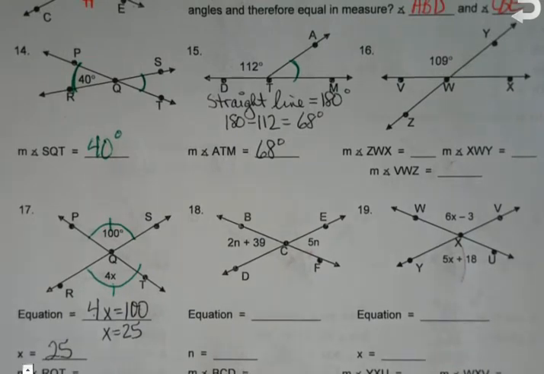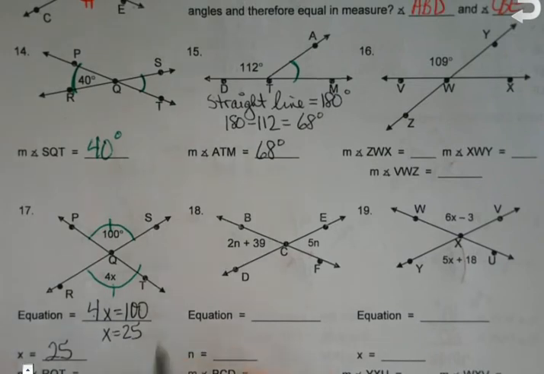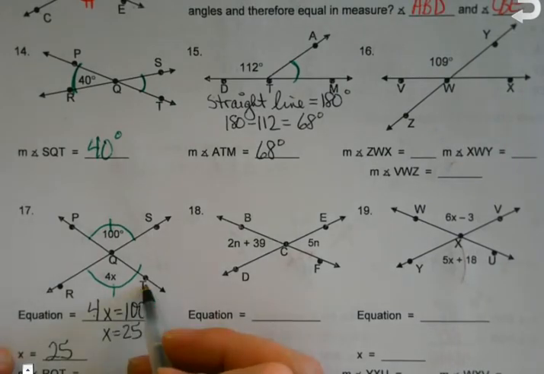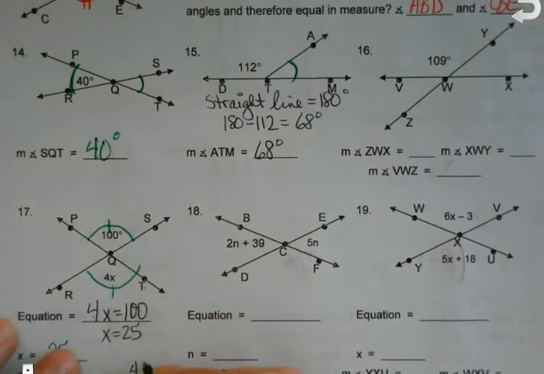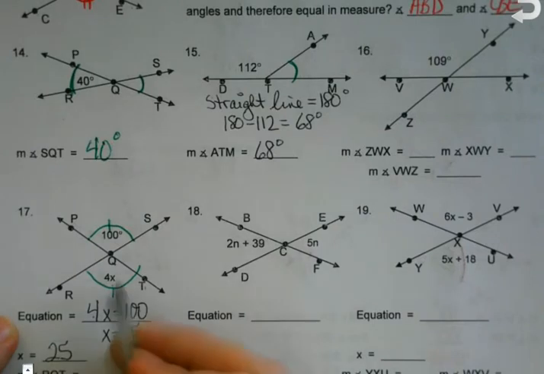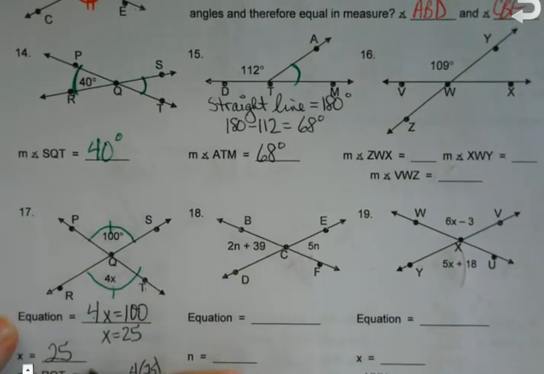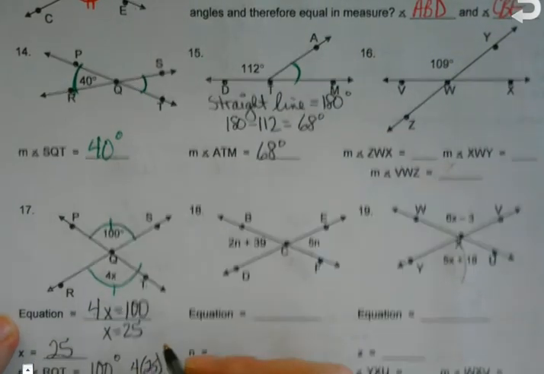So that's all we have. But now, our QT is just 4 times the x value I just got. And I already knew it should be 100 because those are right across from each other.